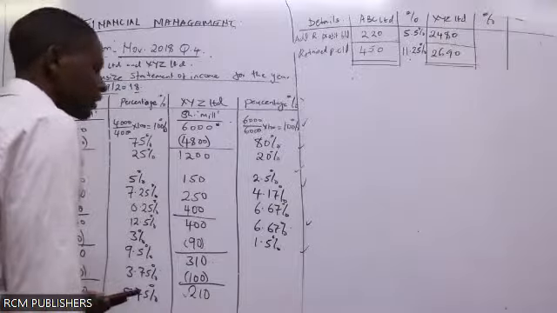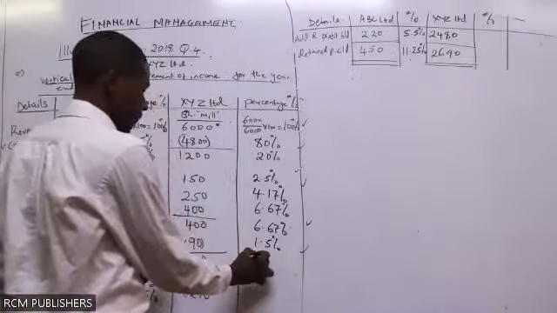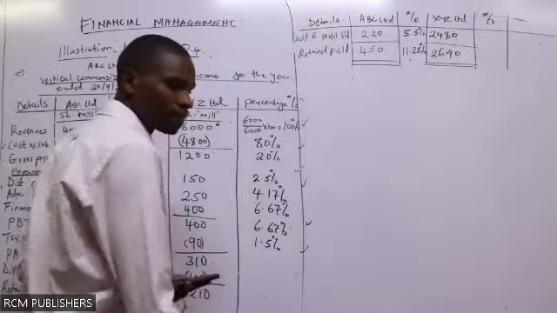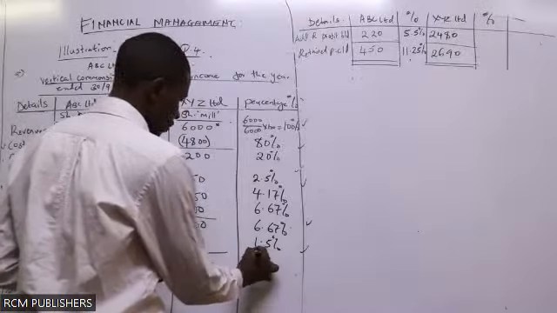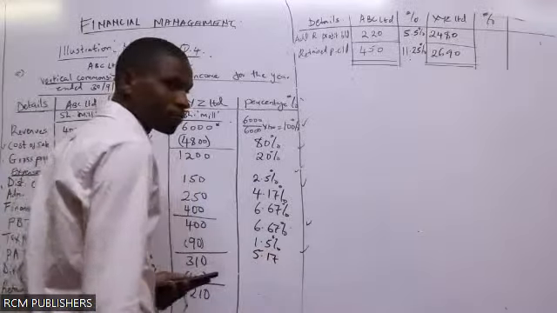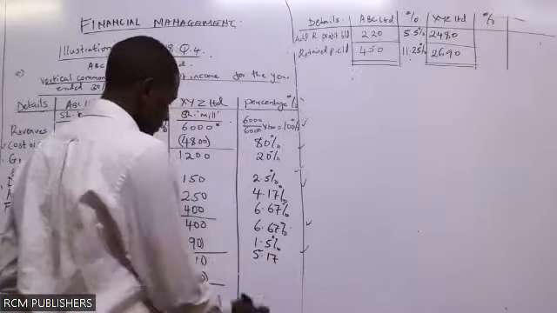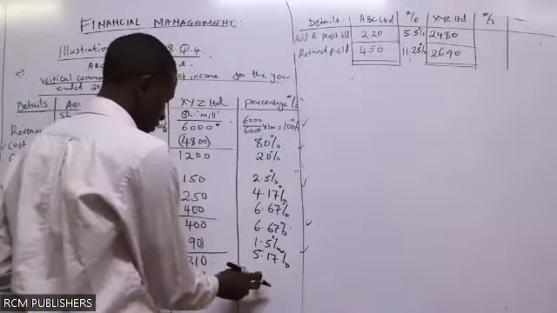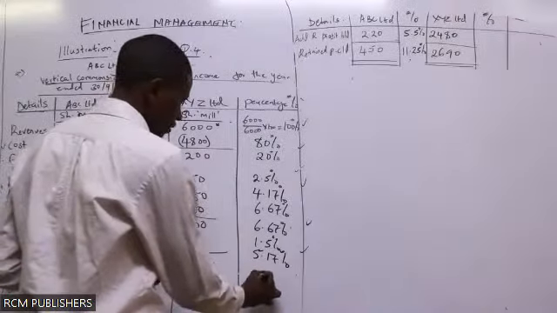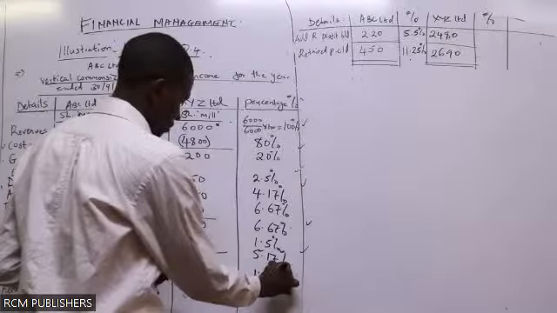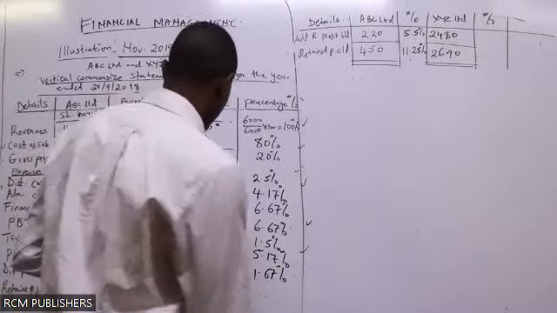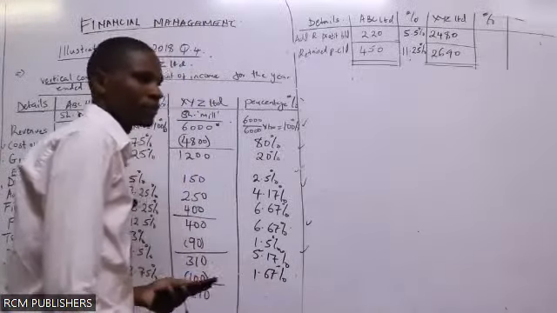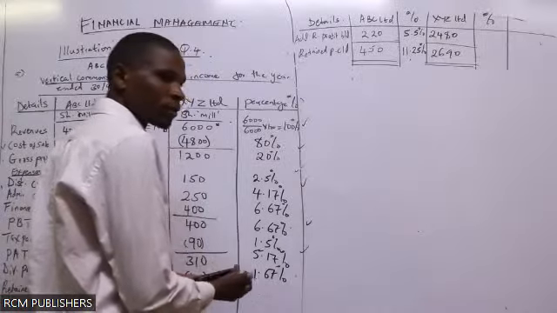310. How much is 310? 5.17. Next one is 100 as a percentage. Next one, 1.67%. Then 210, then 110. 3.5.